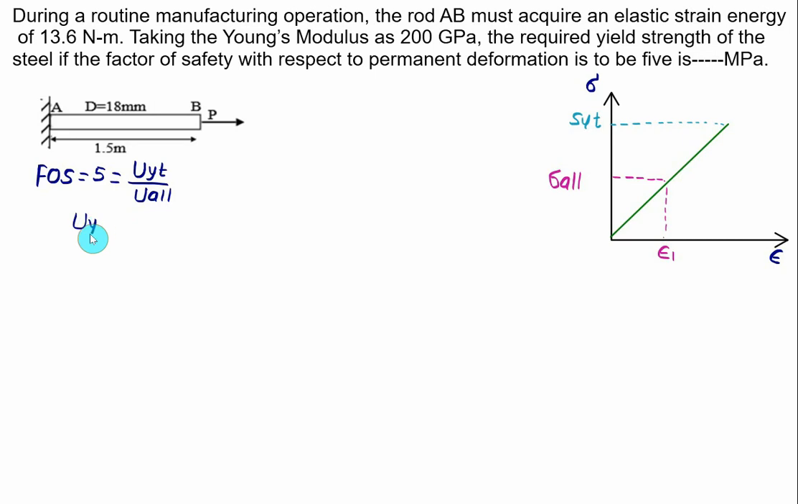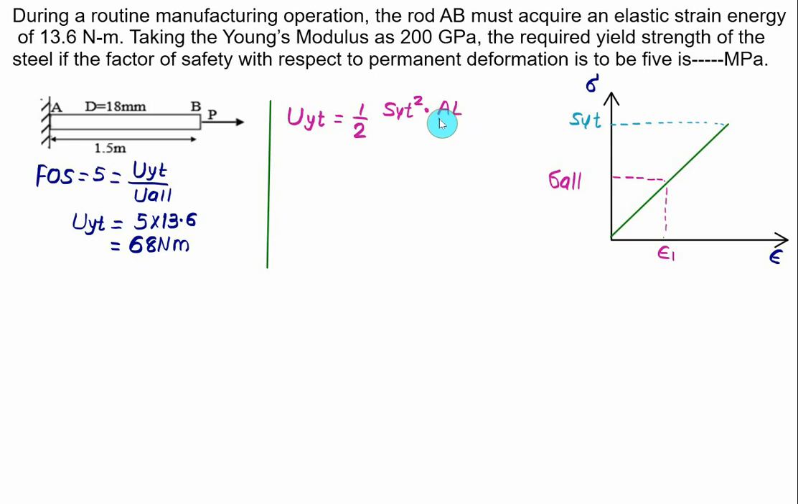So we have strain energy corresponding to yield strength, that is UYT, will be equal to 5, and the allowable strain energy equal to 13.6. So that is equal to 68 Newton meter. So we know the strain energy corresponding to SYT. Since we are interested to know the value of SYT, we'll calculate the value of strain energy in the form of stress, which is equal to 1 by 2 SYT square multiplied by A multiplied by L divided by Young modulus E.